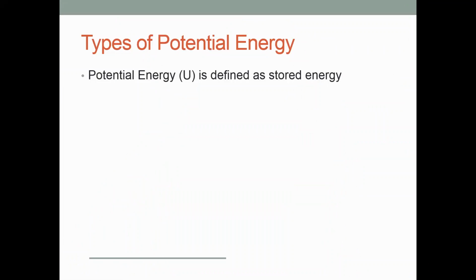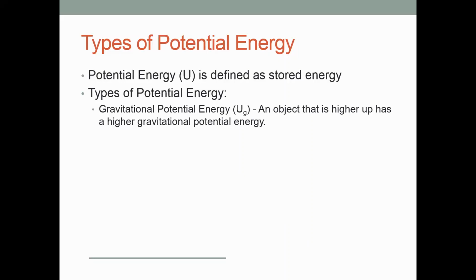We've talked about potential energy in the first year of physics. Potential energy is sometimes written as U, and it's defined as stored energy. Types of potential energy that we could consider: gravitational potential energy, that's the energy you have from raising an object to a higher point. So an object that's higher up has a higher gravitational potential energy.